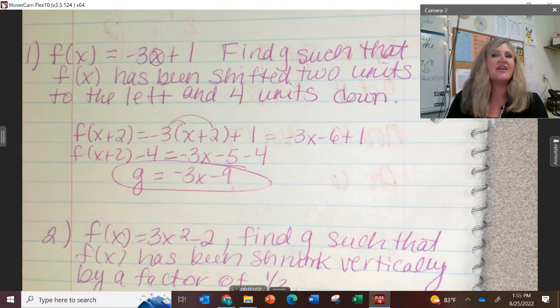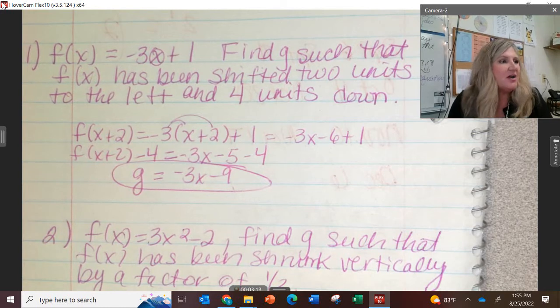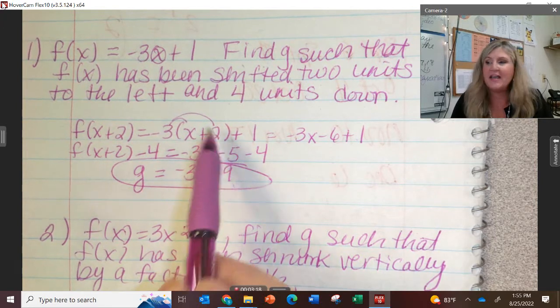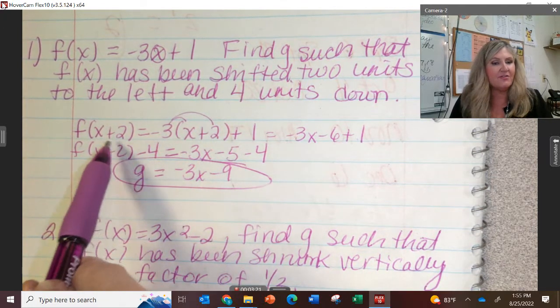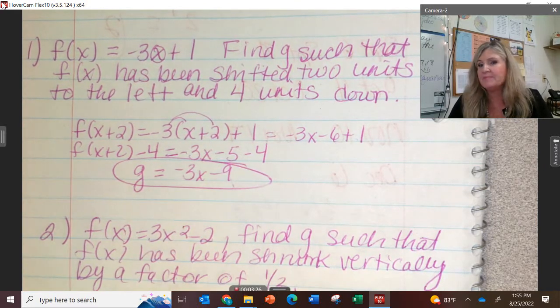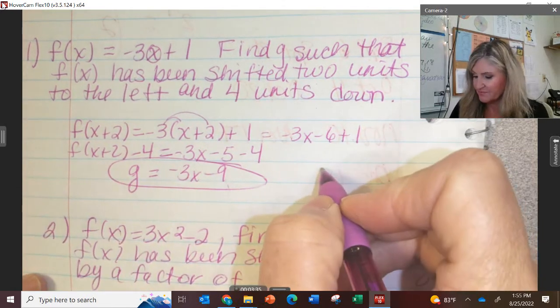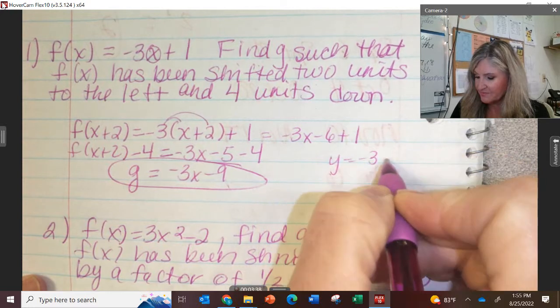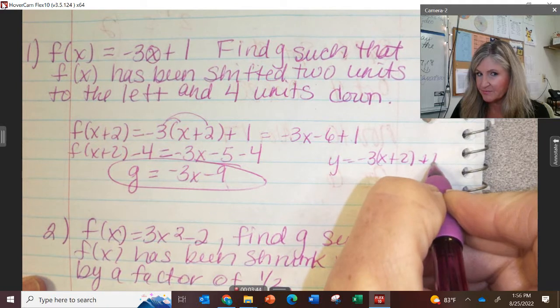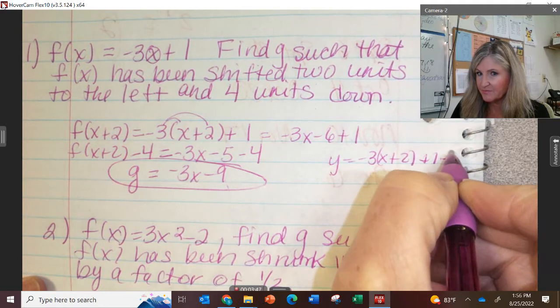Did anybody get that right? Yep. Raise your hand if you got it right. Ooh, I want more than that. What did you do wrong? Did you just do negative 3x plus 2 instead of distributing it? Okay. It's a replacement. Whenever it's with an x, it has to be a replacement. Okay? Yep. So we do the 2 units to the left first, and then we do the 4 units down. Correct. So I just had negative 3, and then parentheses x plus 2, and then I had the plus 1, and then I just did 4 units down, so I changed the plus 1 to minus 3.